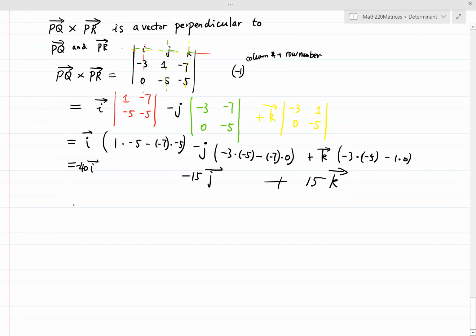So a possible vector perpendicular to the plane is this vector: -40i minus 15j plus 15k. In coordinate form, it's (-40, -15, 15).